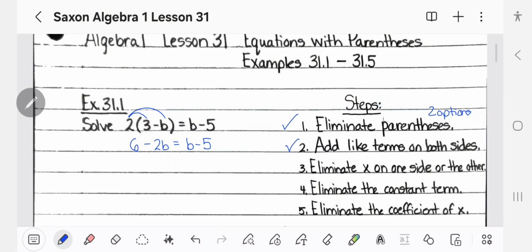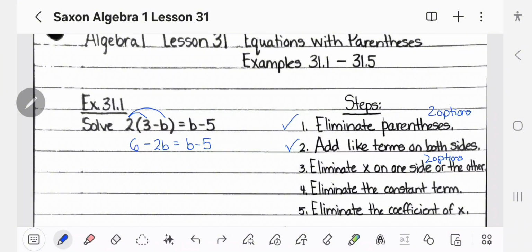Number 3, eliminate x on one side or the other. You get to choose. When it says x here, it just means the variable. So in our problem here, it's b. Whichever term on the left that has b or on the right that has b, we could get rid of it. Again here, we're going to have two options. It really doesn't matter which one you pick. In the first step, you are going to have to examine and see which option is best, and there will be one that's best. But in step 3, it really could go either way.